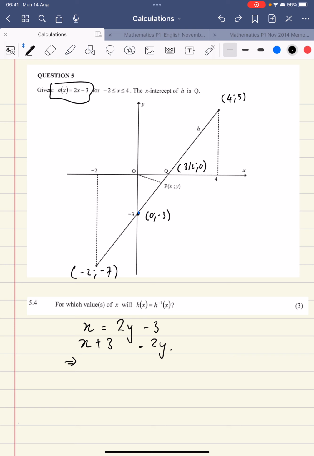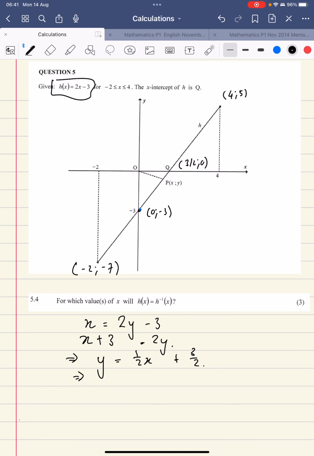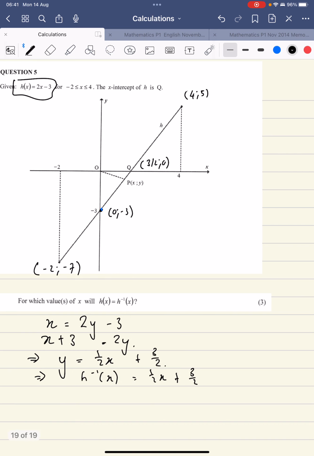y is equal to a half x plus 3 over 2. Okay? Which means that h inverse of x is equal to a half x plus 3 over 2. Or you could write that as x plus 3 all over 2. X plus 3 all over 2.